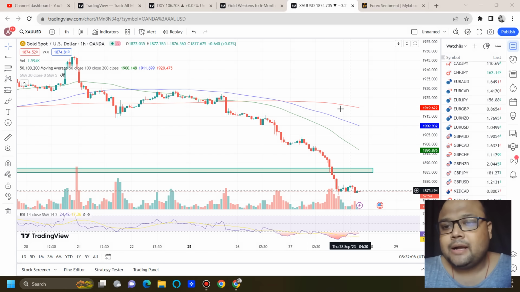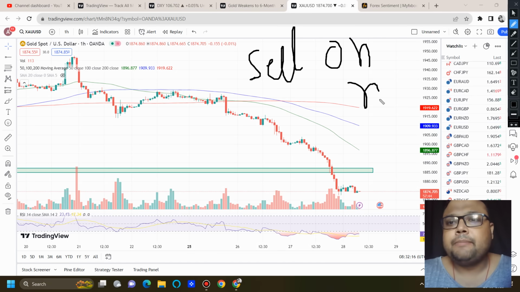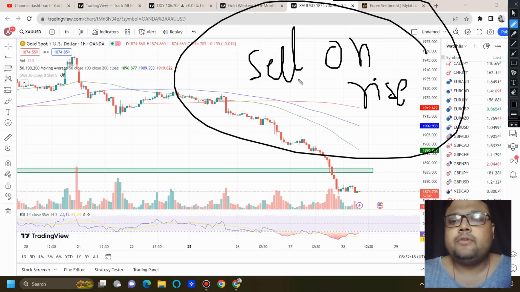Right now you can see the market is standing at 1874, and in this type of market structure where a fall is going on, sell on rise. Sell on rise is the best trading strategy. It means whenever the market goes up and reverses from the resistance, you need to take a sell position.